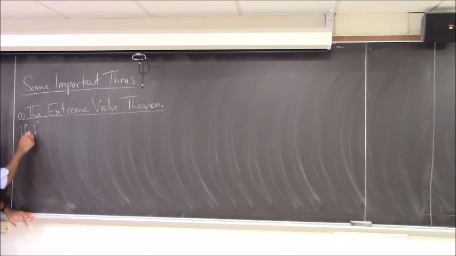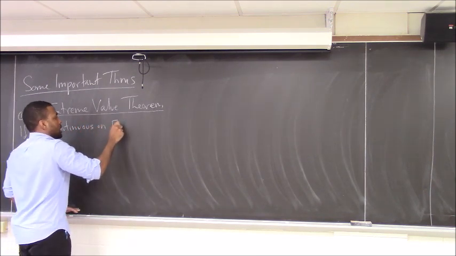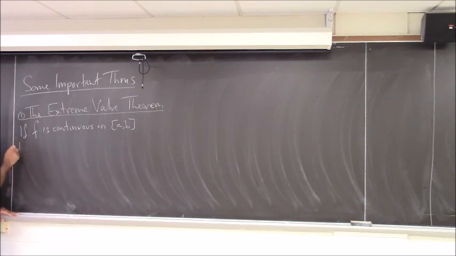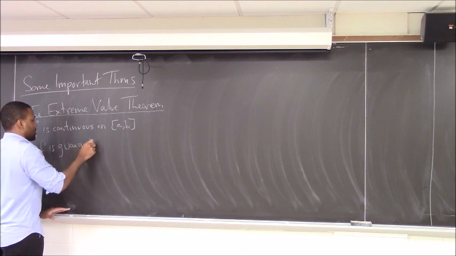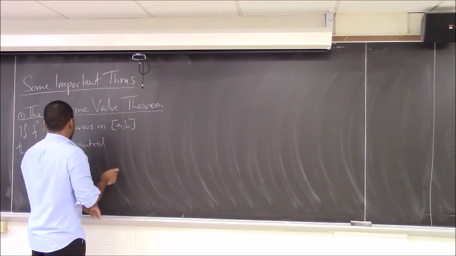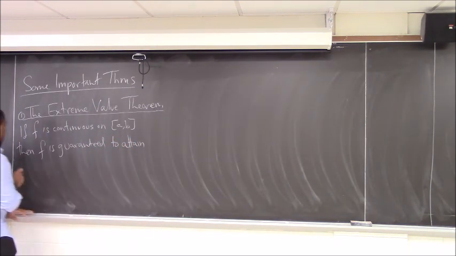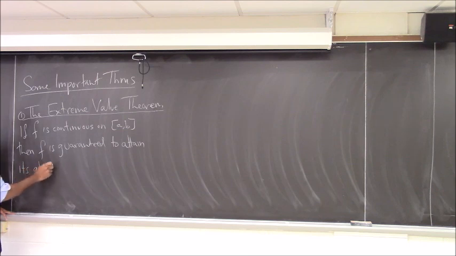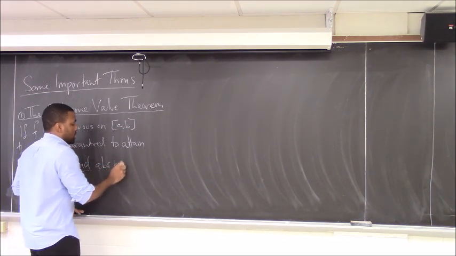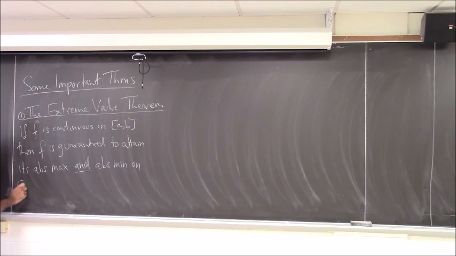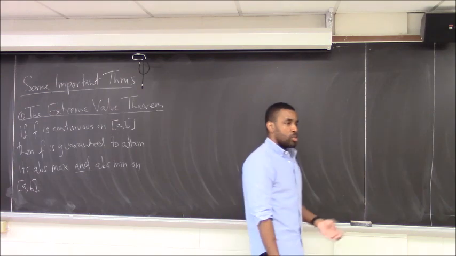It says if f is continuous on [a, b], then f is guaranteed to attain its absolute max and absolute min on [a, b]. In other words, if you're continuous on a closed interval, the absolute max and min has to exist.